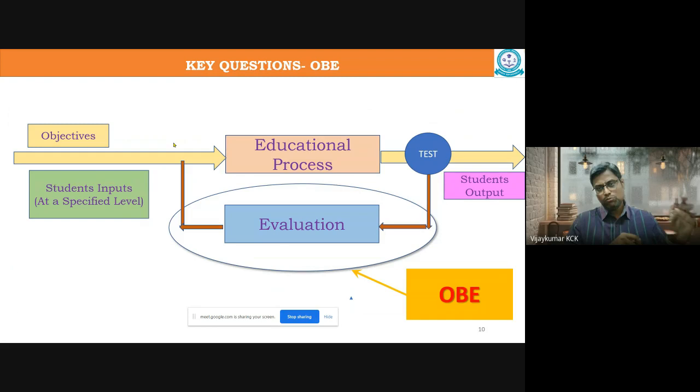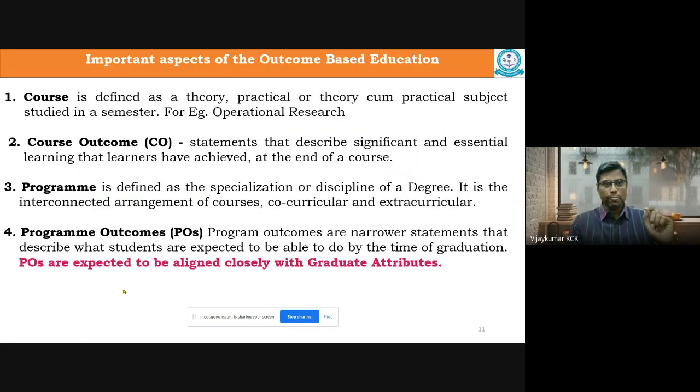Earlier there was only one line: the left side of the education process is an input, then the right side is the test output. That's all. But in OBE, evaluation comes in. The assessment is based on the ability of the student, not only with respect to marks. It is the ability of the student. So this is the crux of the OBE.